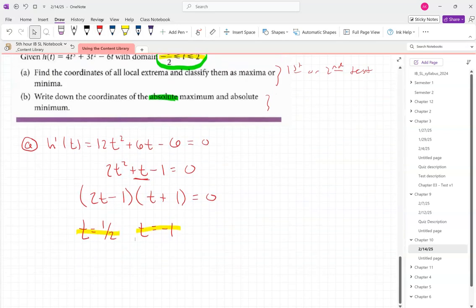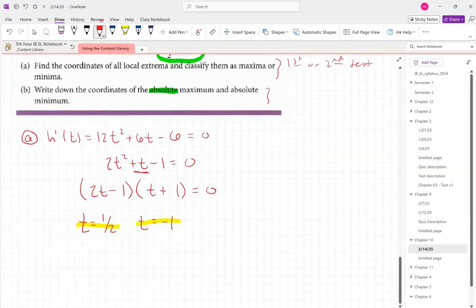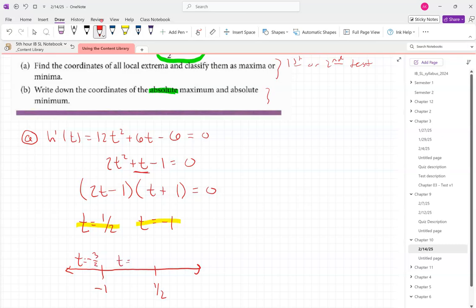All right, so we got those guys. So I'm going to make my sign diagram. So I'm going to do negative 3 over 2, 0, and then 1. Why didn't I do negative 2 over here?